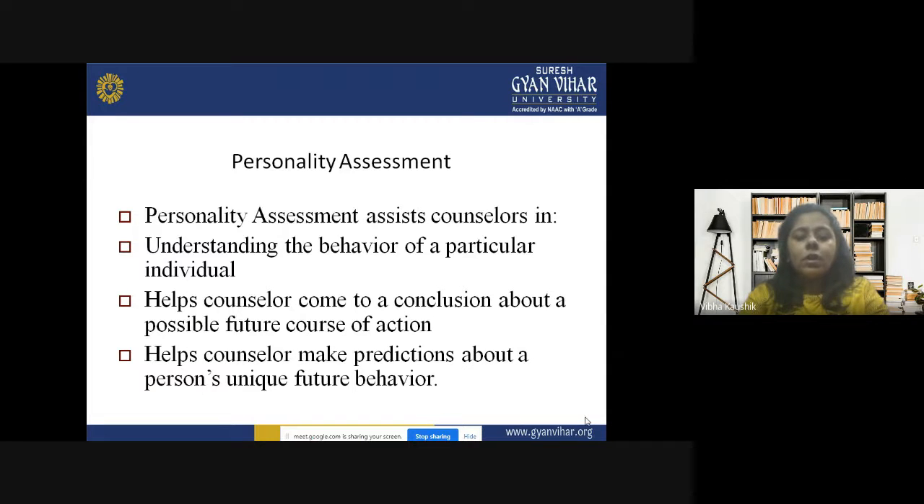It helps the counselor come to a conclusion about a possible future course of action, and with the help of personality assessment, the counselor can come to a conclusion about a possible future course of action for a particular individual. It also helps the counselor make predictions about a person's unique future behavior, meaning how a person will behave in the future.